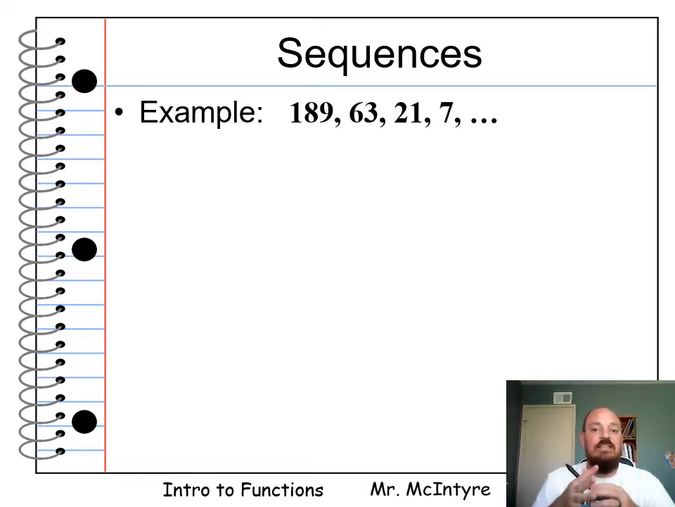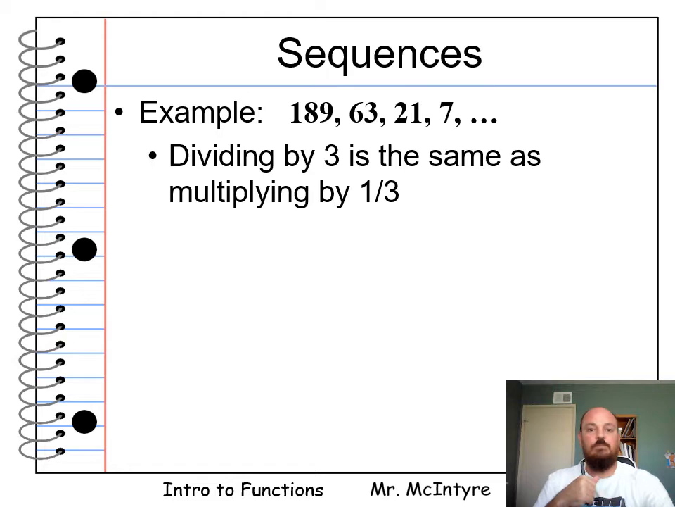So if I give you this sequence right here, 189, then 63, then 21, then 7, then ... you might notice to yourself that the pattern is I'm dividing by 3 each time. I started with 189, and each time I'm dividing by 3. But dividing by 3 can also be thought of as multiplying by 1/3. Dividing is multiplying by reciprocals.